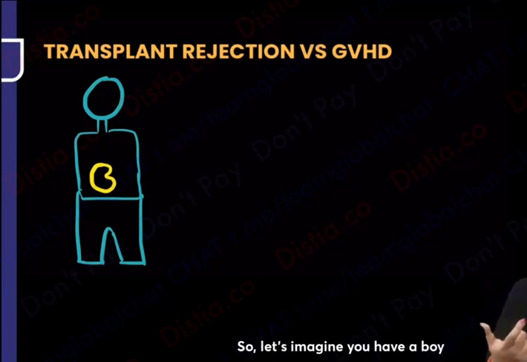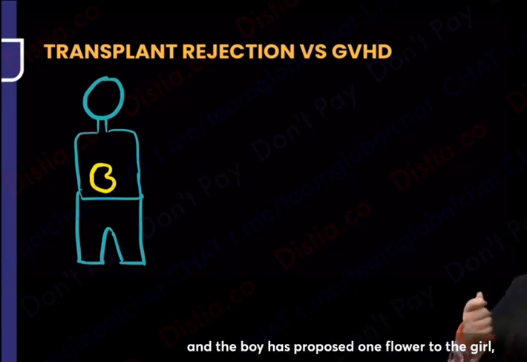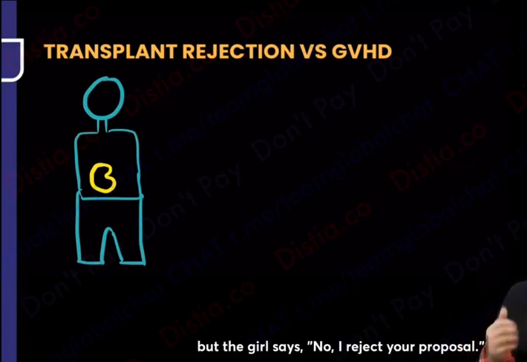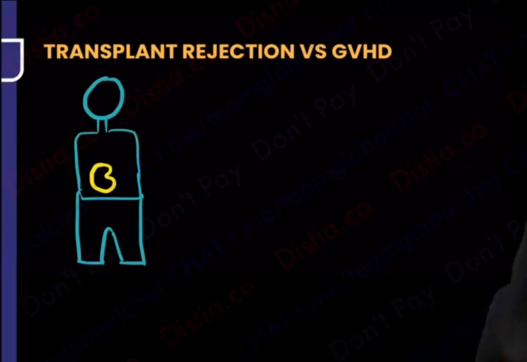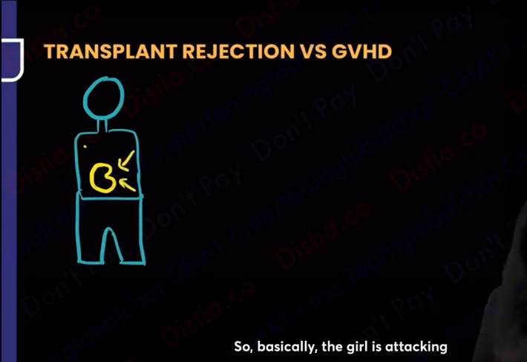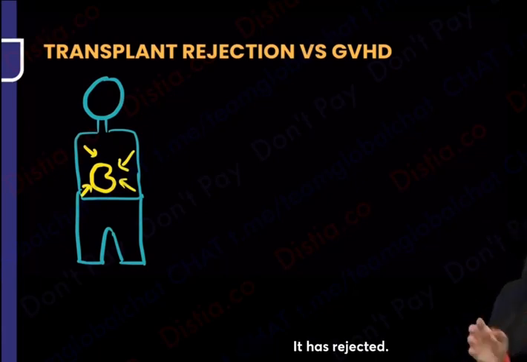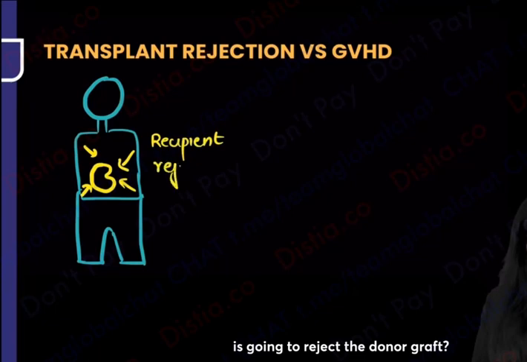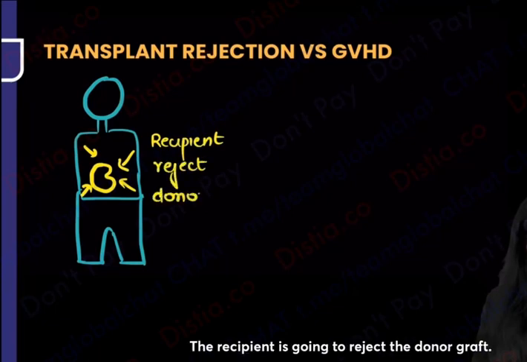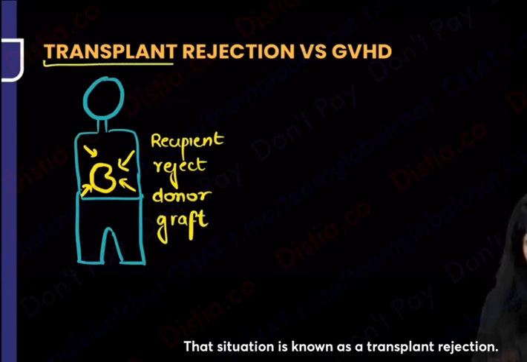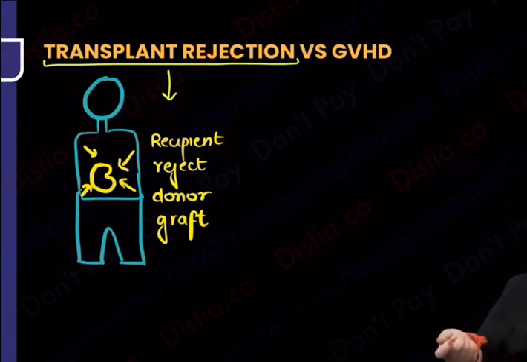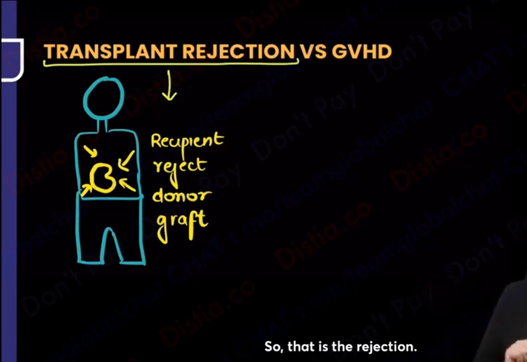So let's imagine you have a boy, and the boy has proposed with one flower to the girl, but the girl says, no, I reject your proposal. I am not going to accept, and throws the flower away. So basically, the girl is attacking and has thrown the flower away. It has rejected. So can I say the girl or the recipient is going to reject the donor graft? The recipient is going to reject the donor graft. That situation is known as a transplant rejection. So a boy proposing to a girl, but the girl says, I don't want this rose, and throws it away. So that is a rejection.